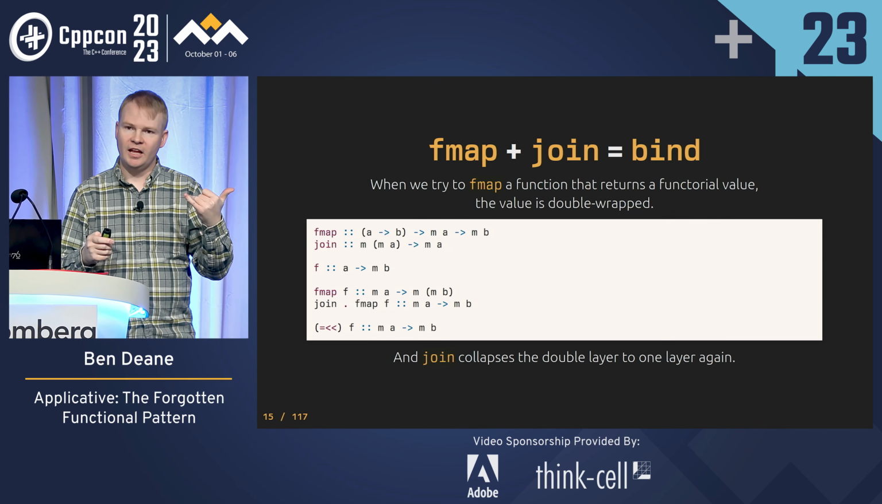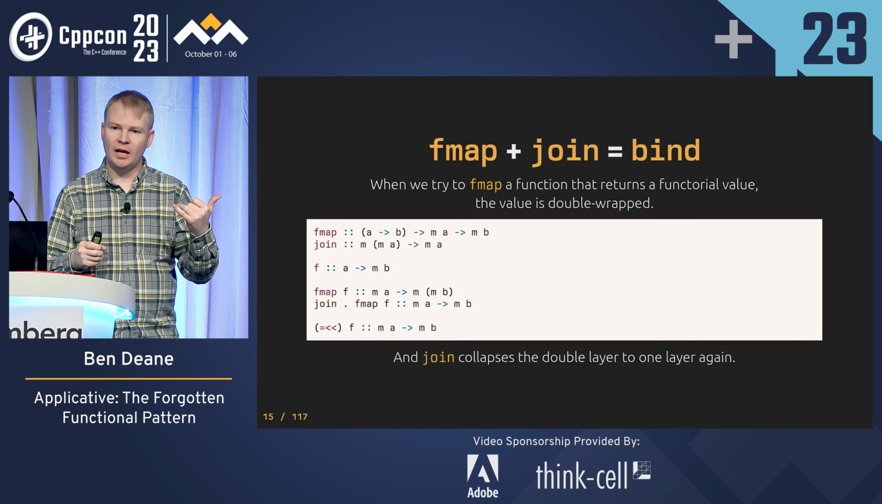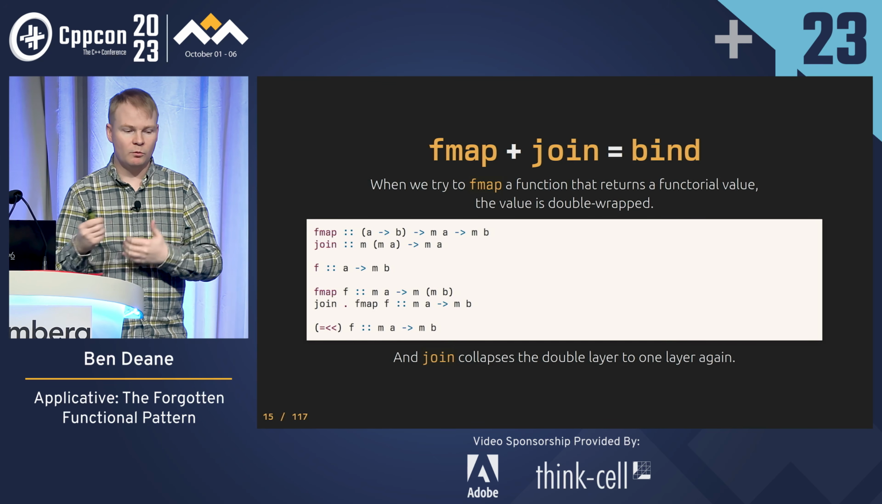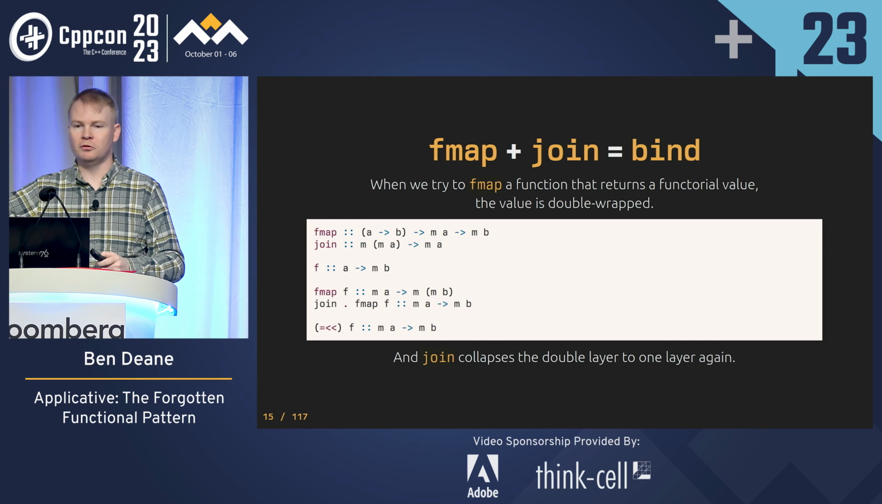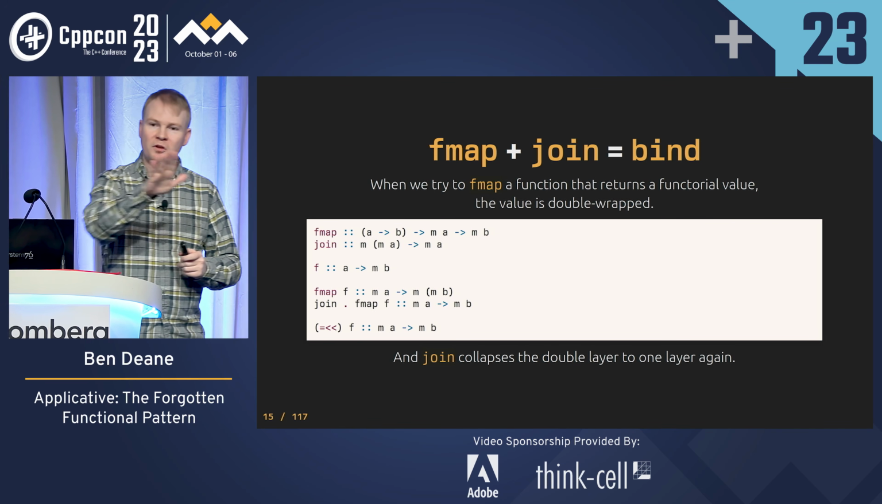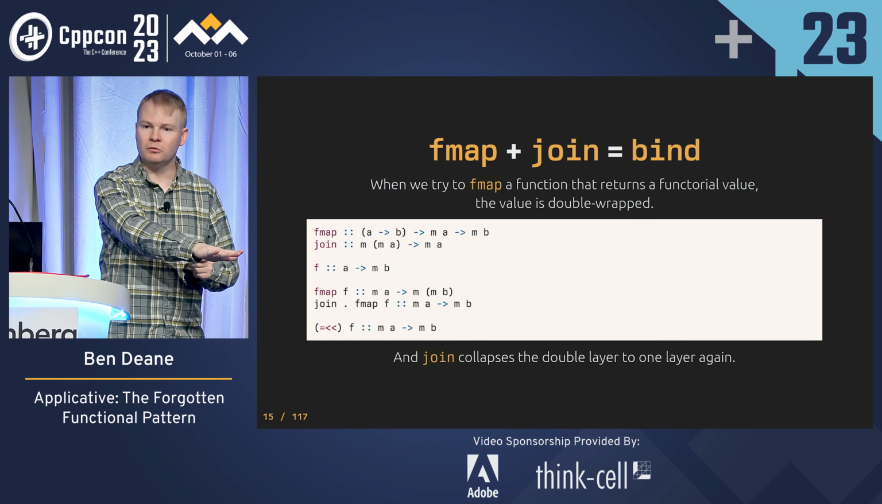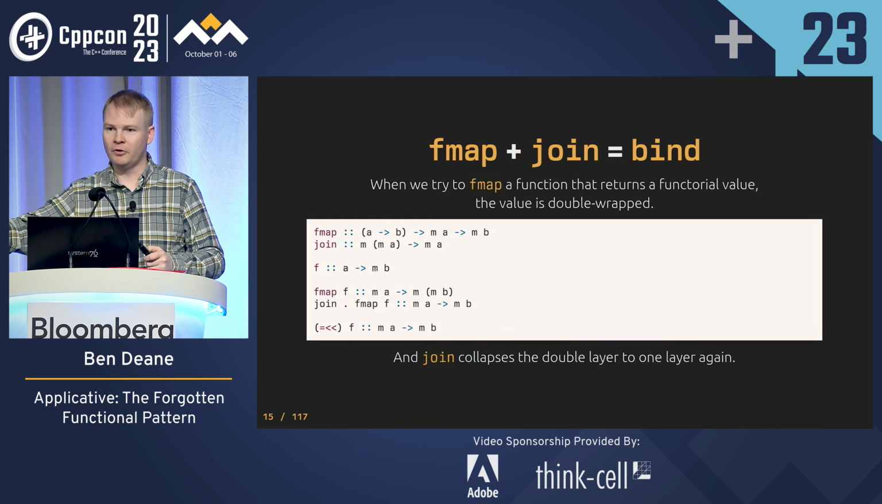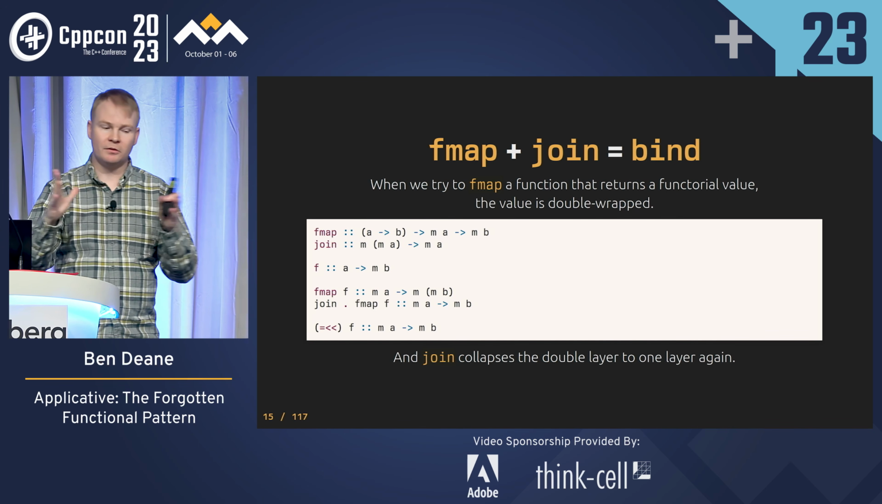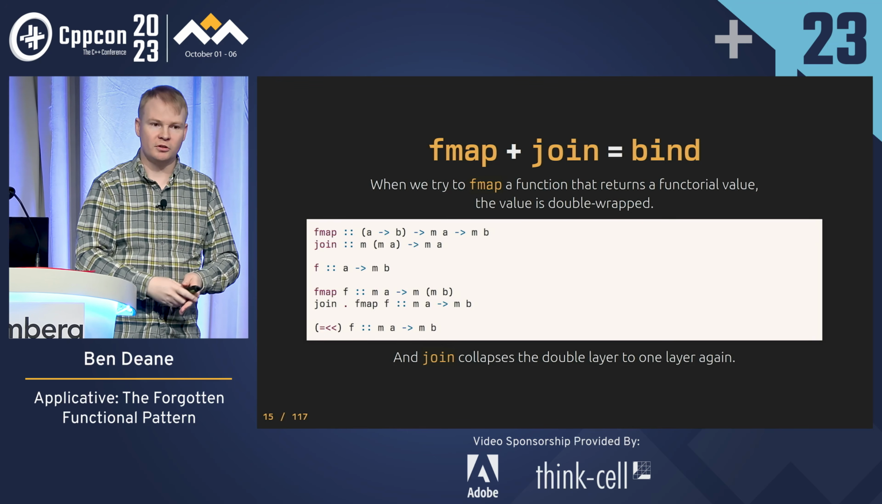So if we combine fmap and join, that is equivalent to bind. So if we have a function that returns an optional, and we apply it to a thing already inside an optional, then we're going to get out of it an optional of optional, right? And join is what collapses down those two optionals to the one optional again.